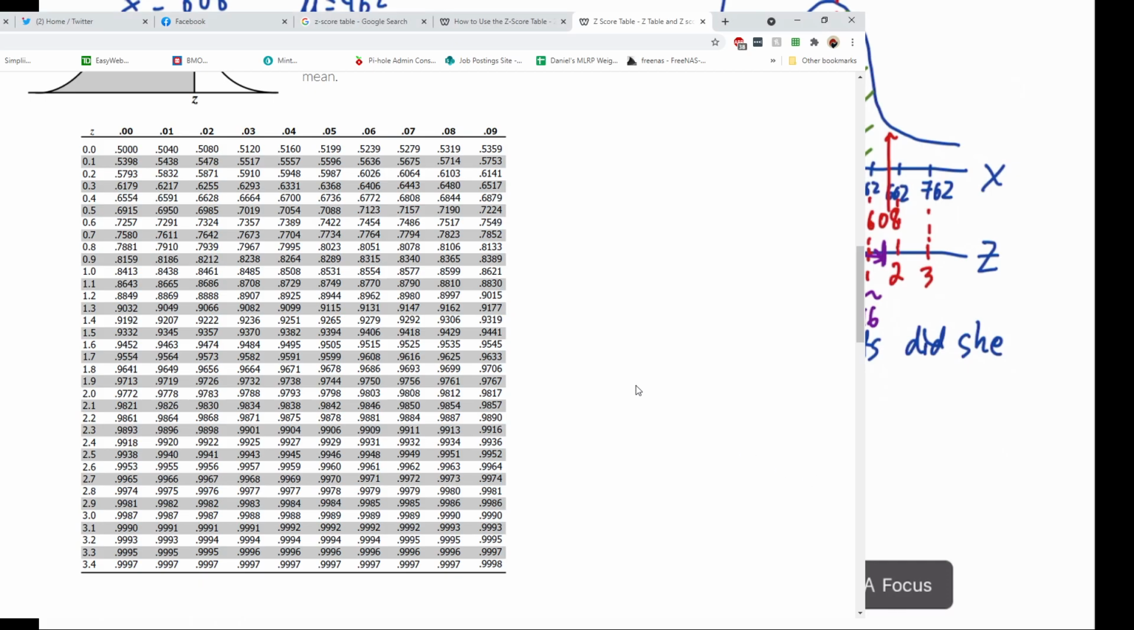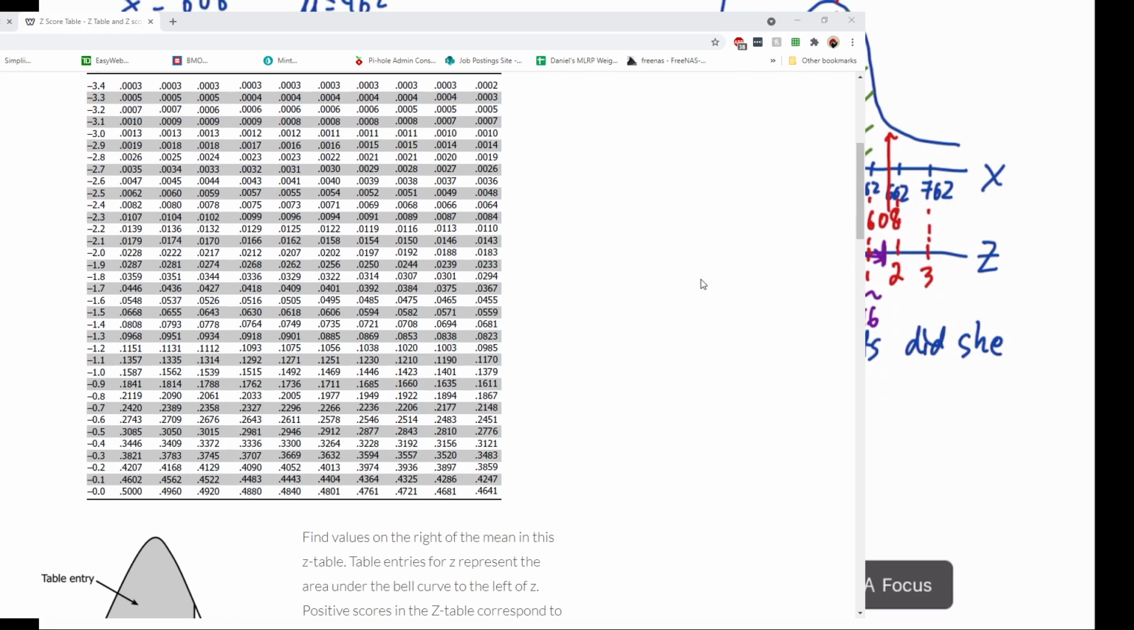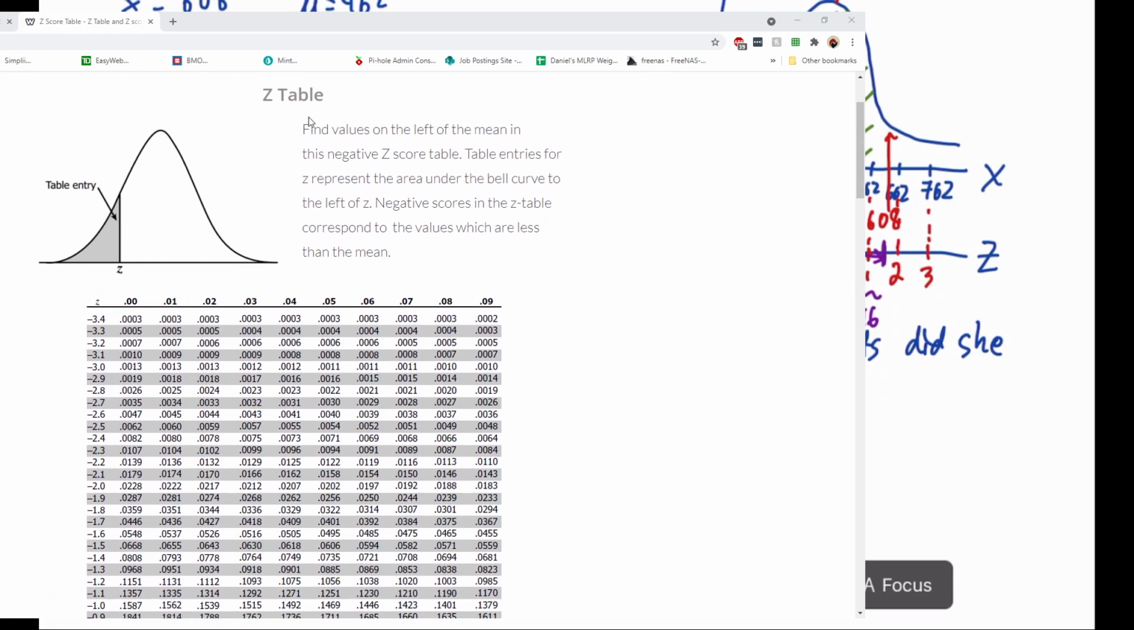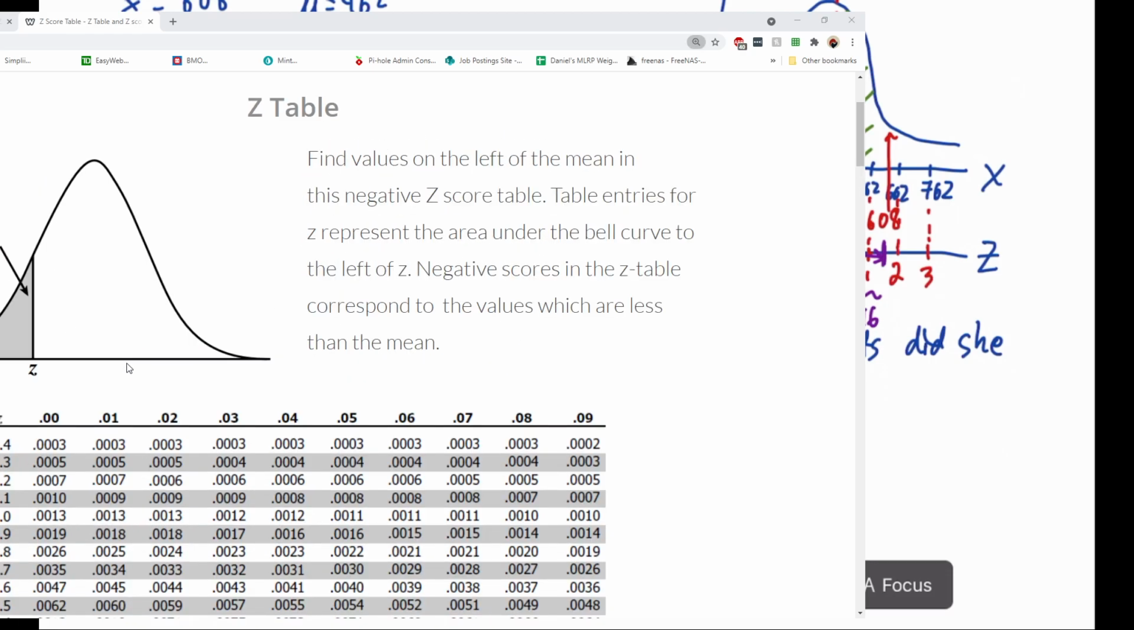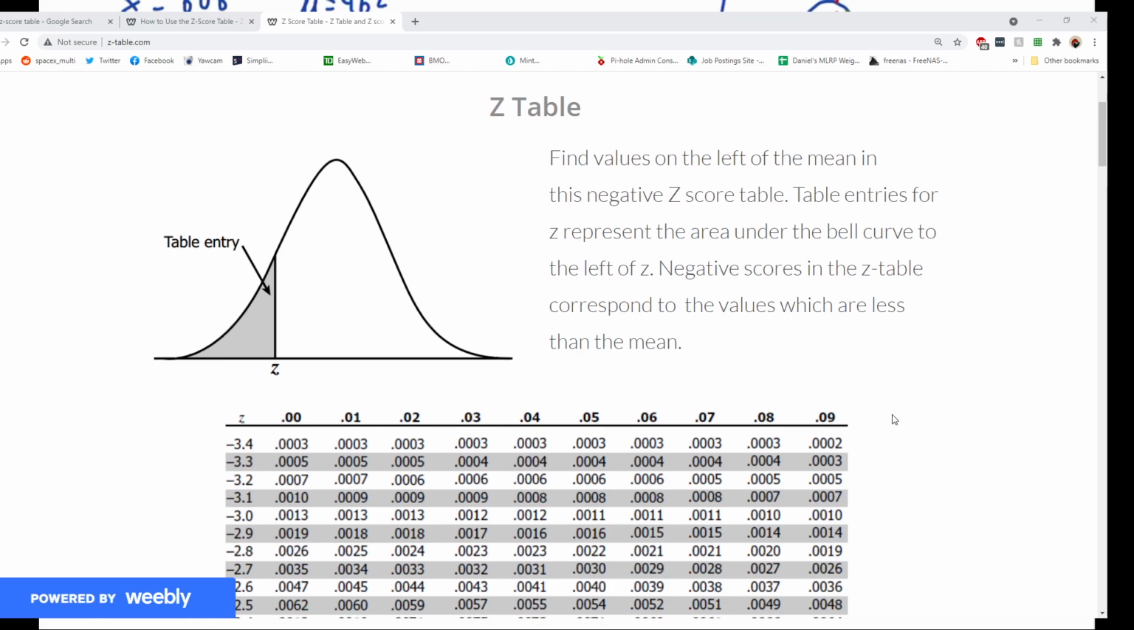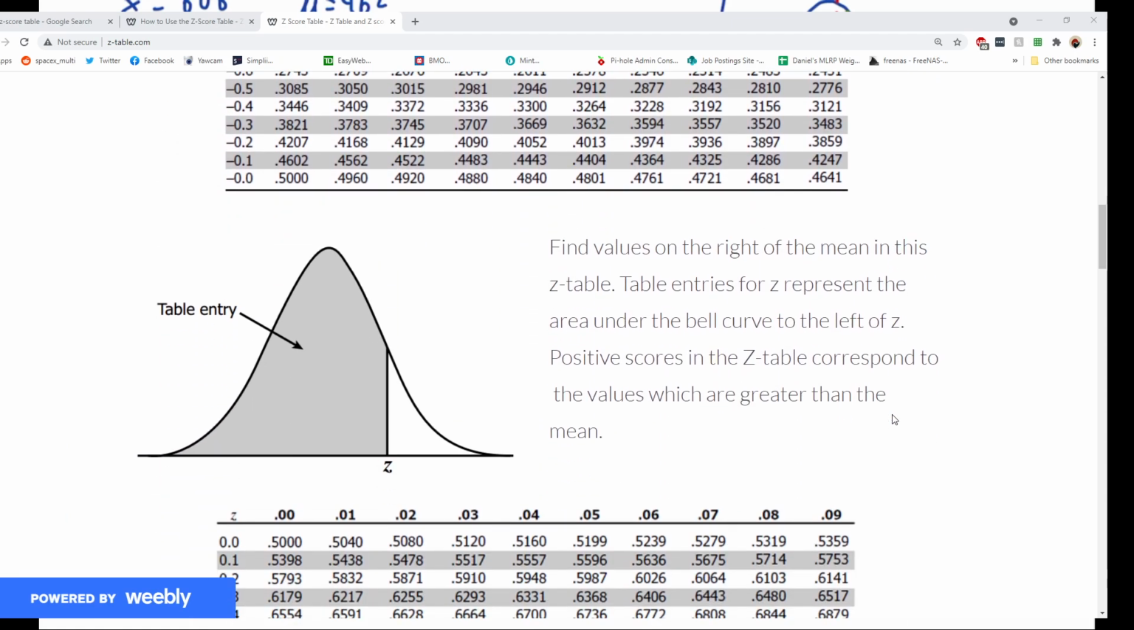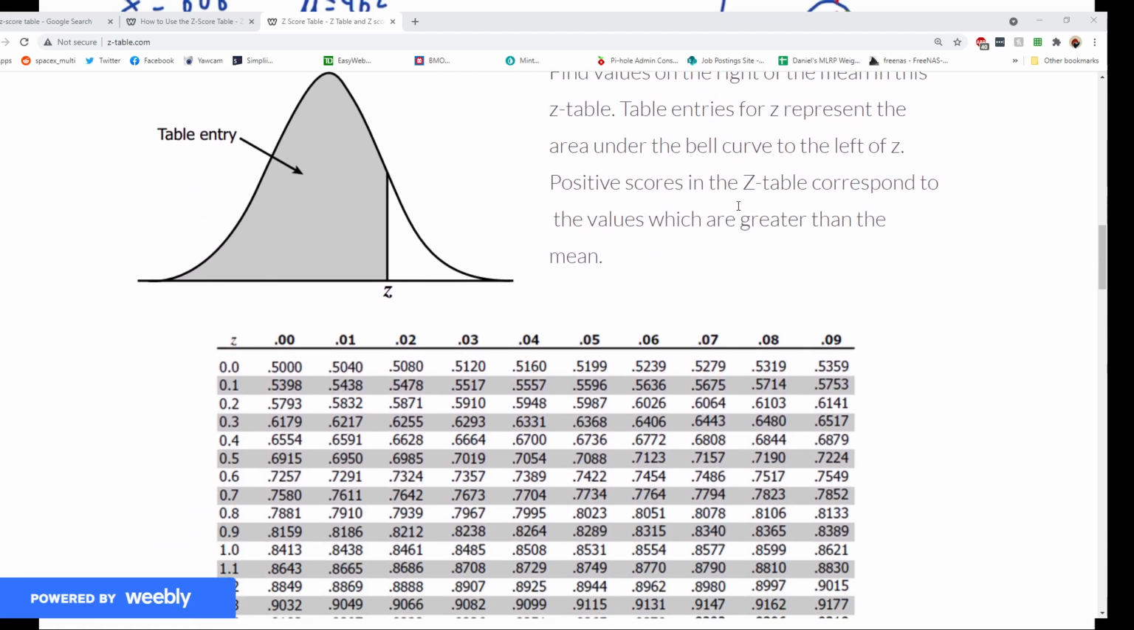I'm just using a random website here that happens to have those values. And we'll also notice, just like in your book, that the table is split into two halves. I have the values to the left of the mean, so this is the negative z-score table. We noticed all our z-scores here are negative. I can actually zoom in a little bit for you. So these are the negative values. And then we have another table for the positive z-scores, or the positive z table.